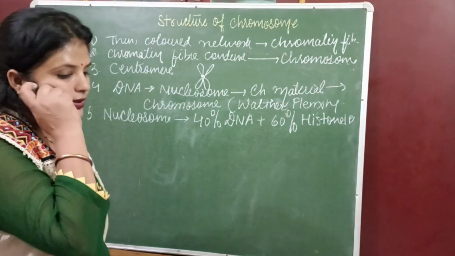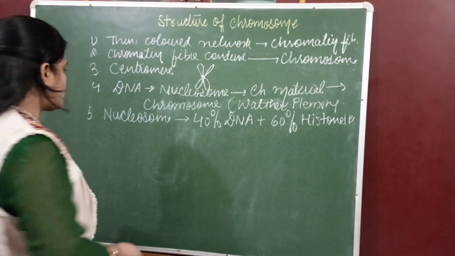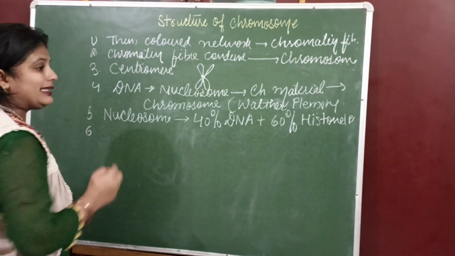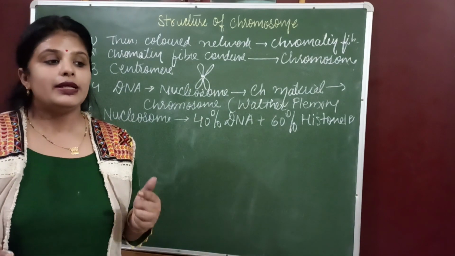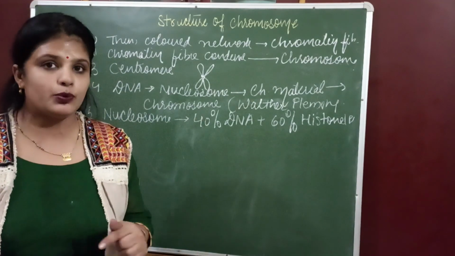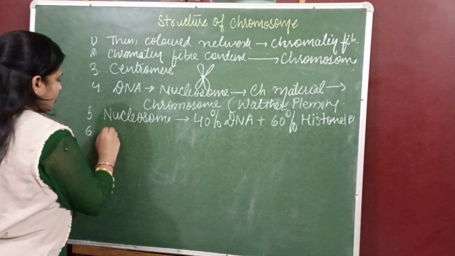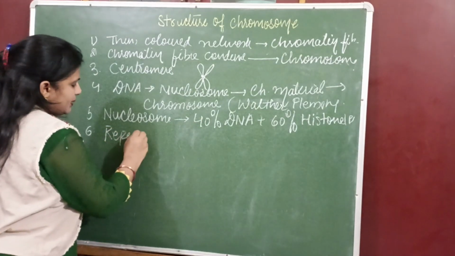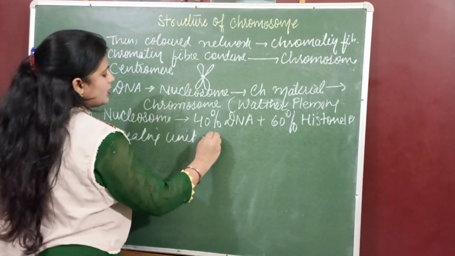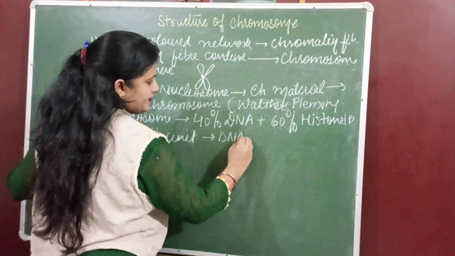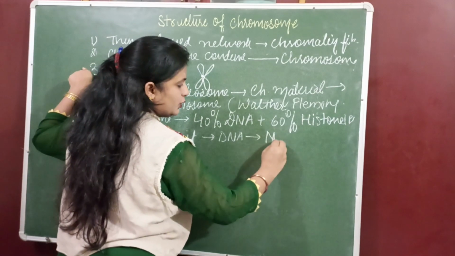Okay. After that, the structure of DNA. In structure of DNA, you should know what DNA is. DNA is a polymer. DNA is a macromolecule. It consists of a repeating unit. So another important question is, the repeating unit of DNA is nucleotide.